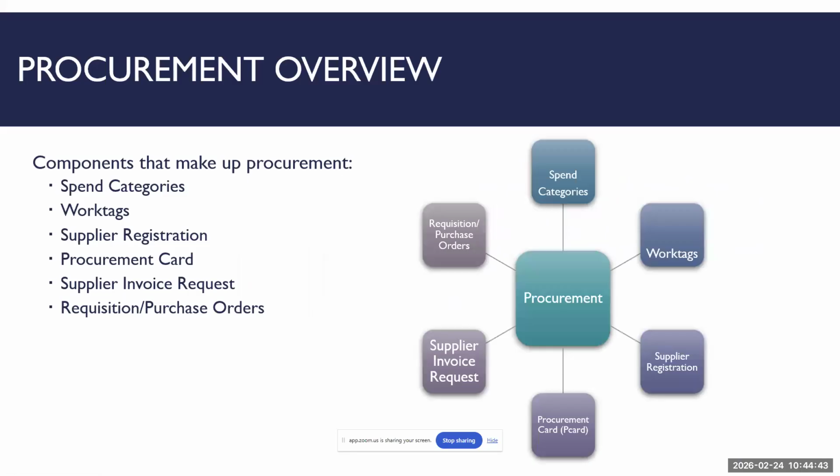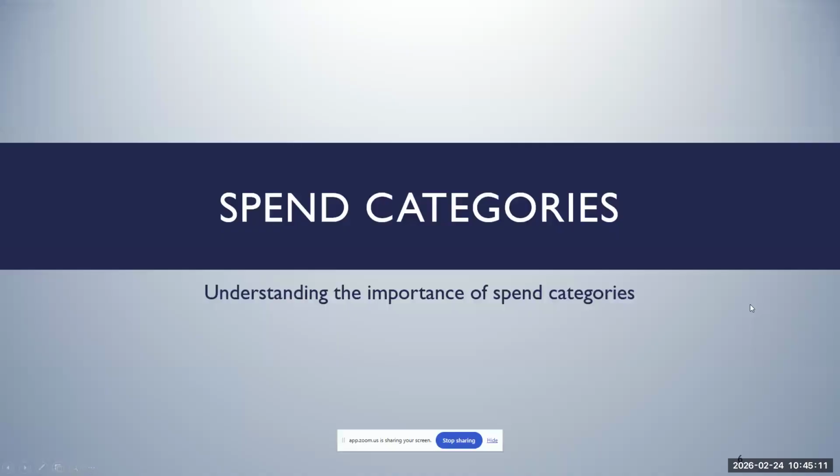So we're primarily, of course, just concentrating on procurement when it comes to purchase orders and requisitions. But just so you have a whole overview of everything that's in Workday, everything that's included, we're going to touch on spend categories. We're going to talk about supplier registration, and then some supplier invoice requests. And then, of course, look closely at requisitions and purchase orders. But it's just a high-level view of everything that's included under procurement. So let's get started and we'll talk about some fun spend categories.